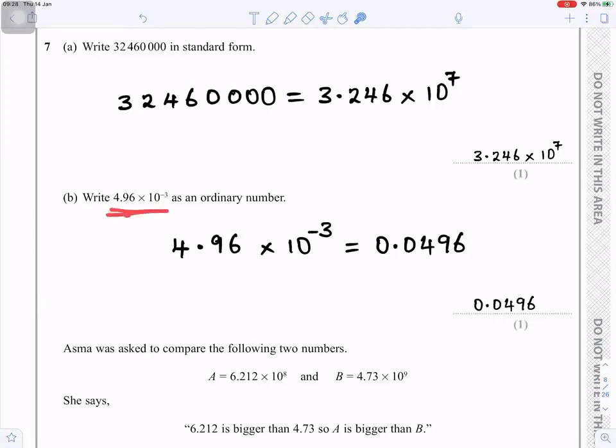Write 4.96 times 10 to the minus 3 as an ordinary number. To write it as an ordinary number, we have to count. It's 10 to the minus 3. So we move the decimal place 3 places towards the left. 1, 2, 3. And under those arches, we put a 0. So it's 0.0496. Let me count it again. 1, 2, 3. Put the decimal point there and you put a 0 under the arches. So it's 0.00496.